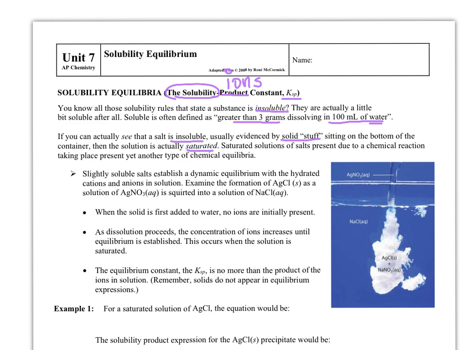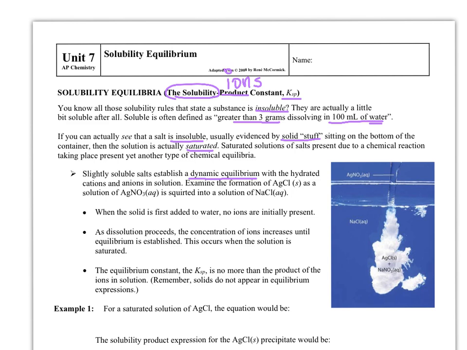All right, so slightly soluble salts are always going to establish what we call a dynamic equilibrium. That basically means that we put a salt into our water and the water molecules are going to break it apart until it reaches equilibrium, meaning the rate of dissolving is equal to the rate of precipitation, the reverse reaction, where it stays as a solid. So it will reach its maximum saturation point. At this point, we would say it is at equilibrium.